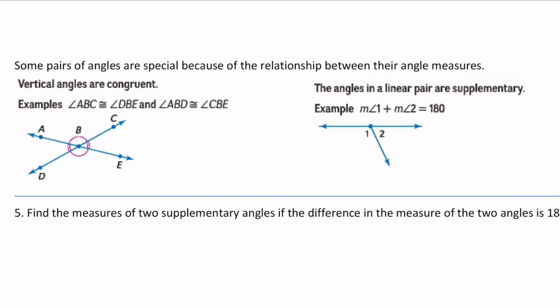Okay, so let's go ahead and take a look at these again. Vertical angles are congruent. We've already talked about the angles that are kissing each other being congruent. And then the linear pair are supplementary because they're 180 degrees, and 180 degrees just forms a line.